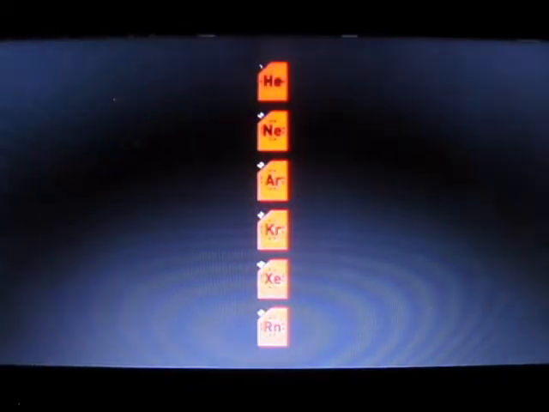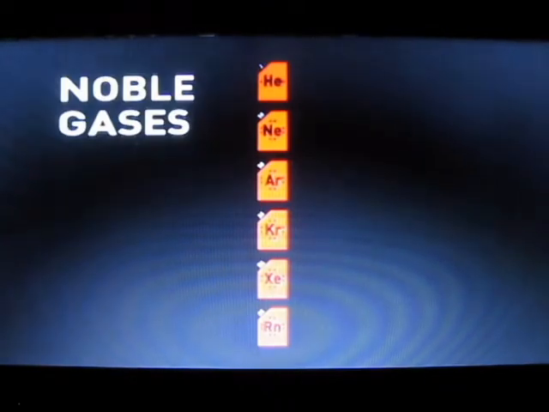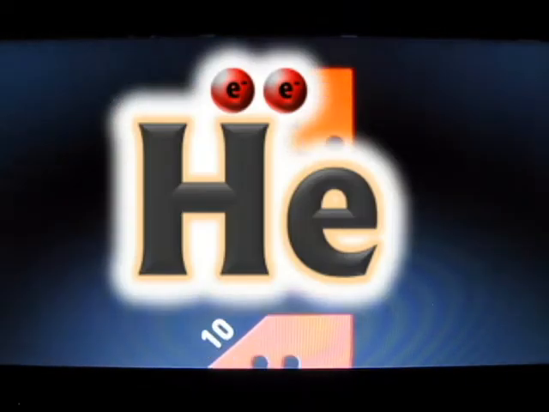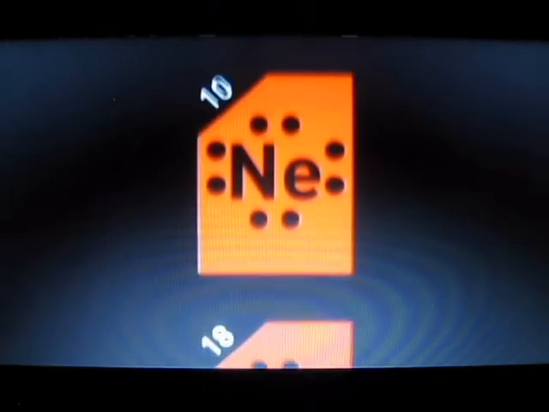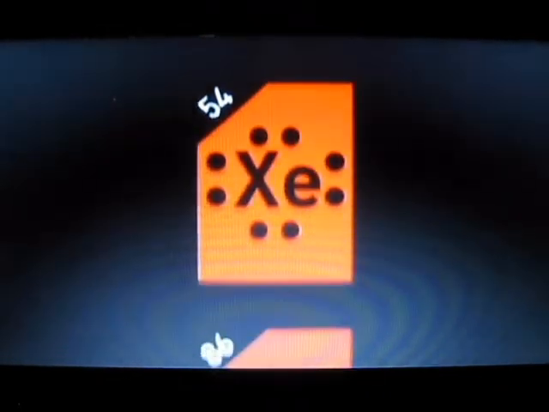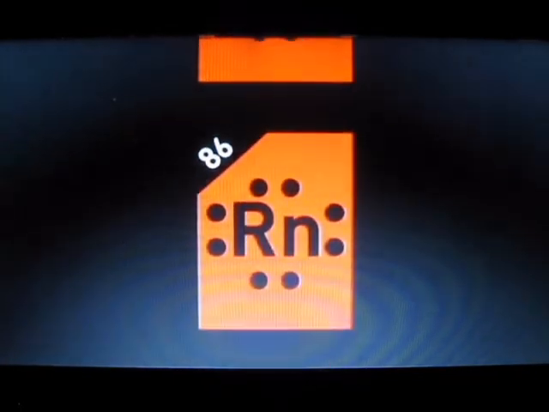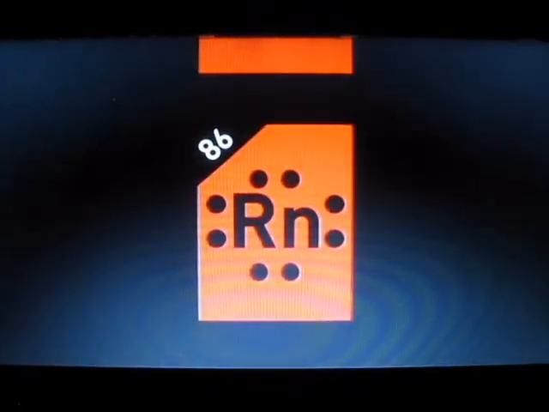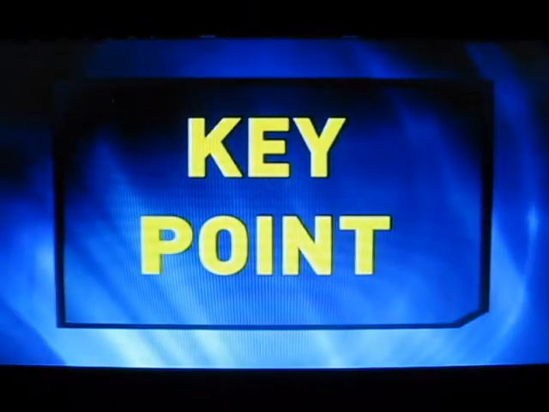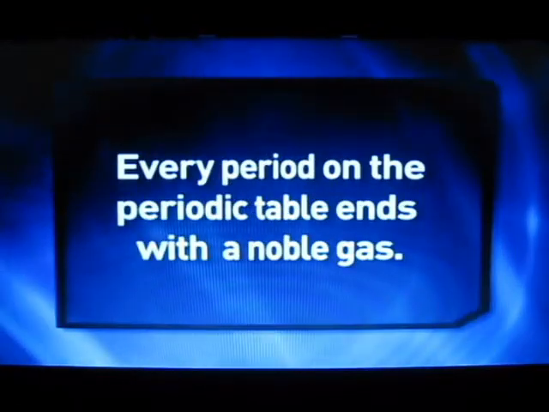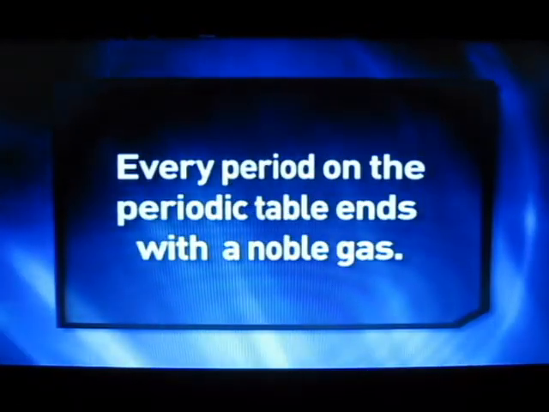Helium and neon have full valence shells. They are chemically stable and are known as noble gases. It turns out that all of the elements below neon on the table are also considered noble gases, though a few of them do form compounds with fluorine and oxygen under extreme conditions. Every period on the table ends with a noble gas.